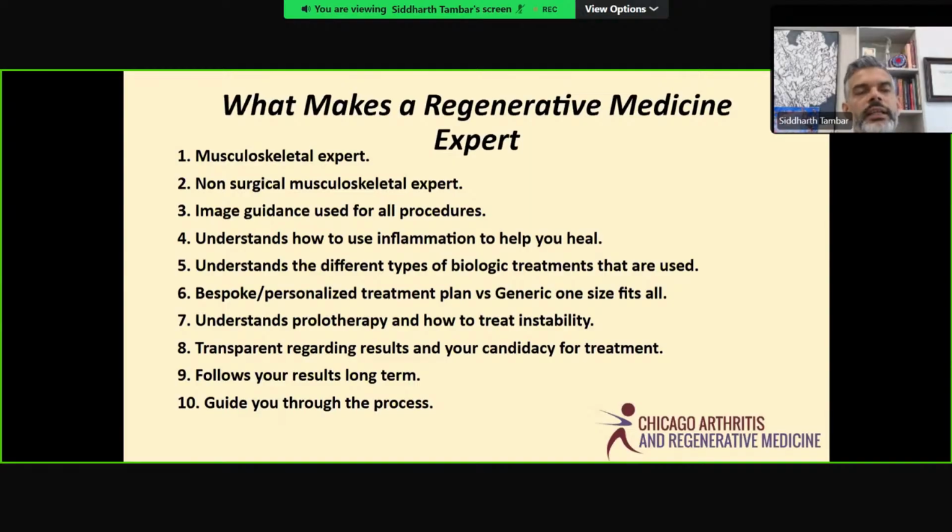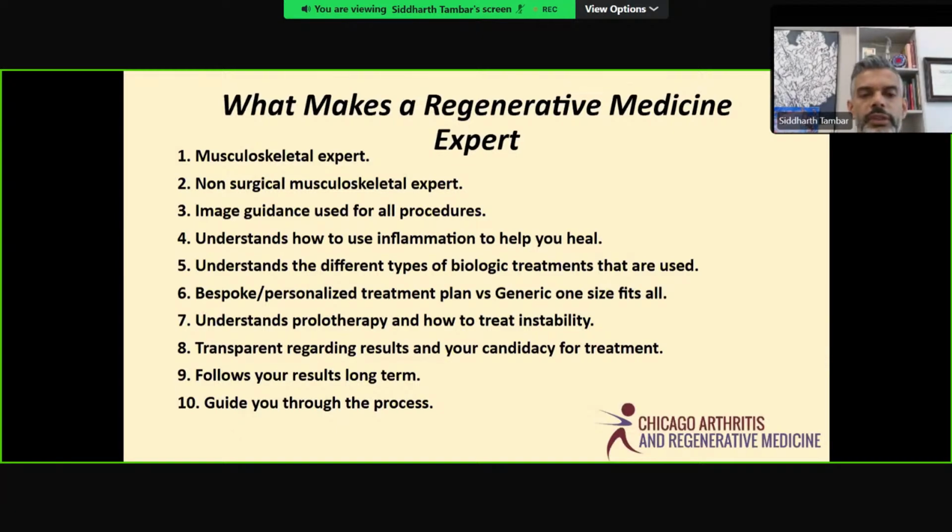Because when you inject these kind of cells, you cannot be just close to there. You have to be precisely in that area, 1 millimeter by 1 millimeter. Otherwise, you're not going to get the right kind of outcome. They need to understand how to use inflammation to help you heal. Acute inflammation with these treatments in a localized way is fine. Chronic inflammation is the problem. They need to understand the different types of biologic treatments that are available and that we can utilize for you.